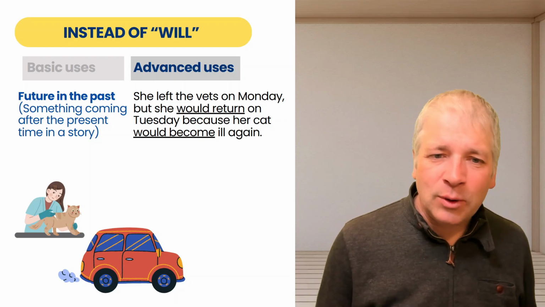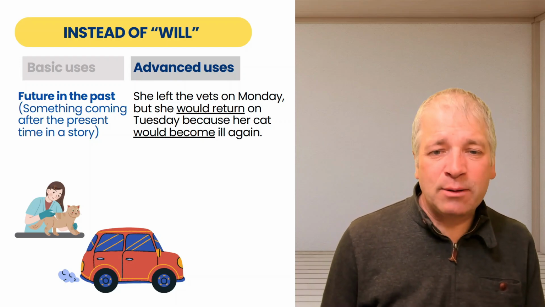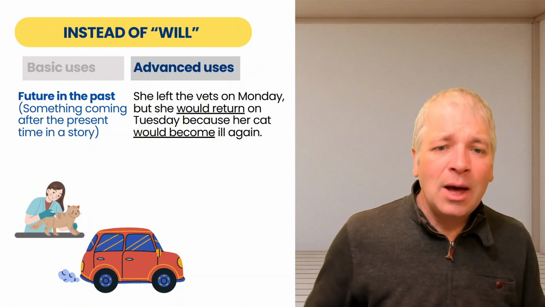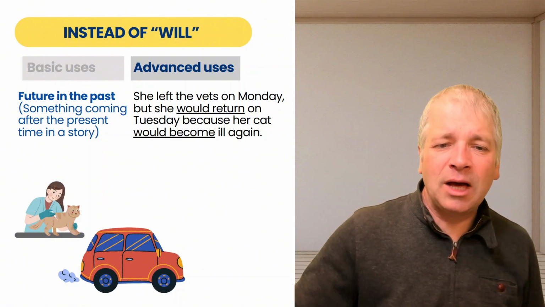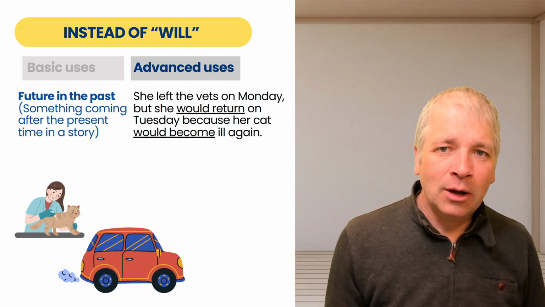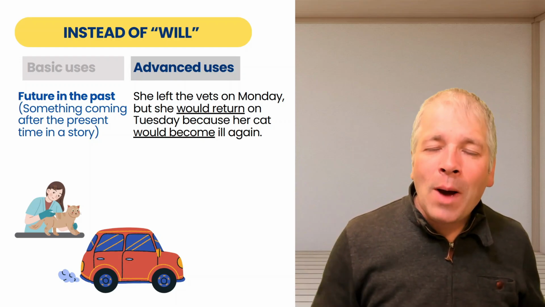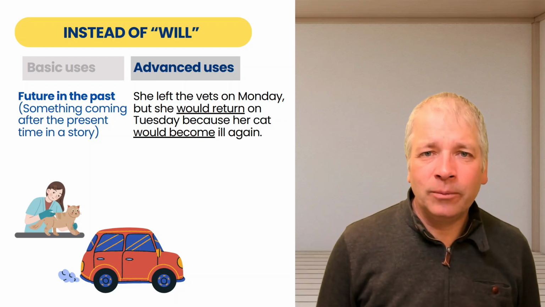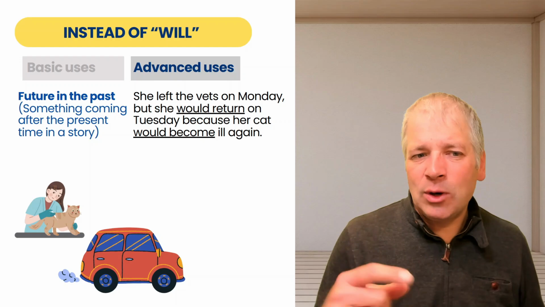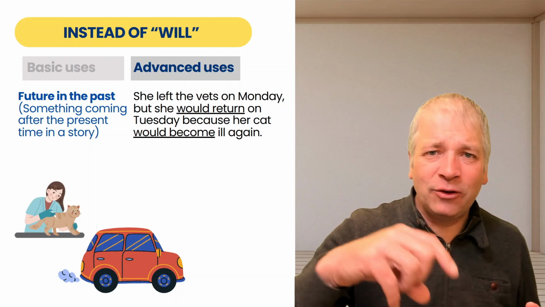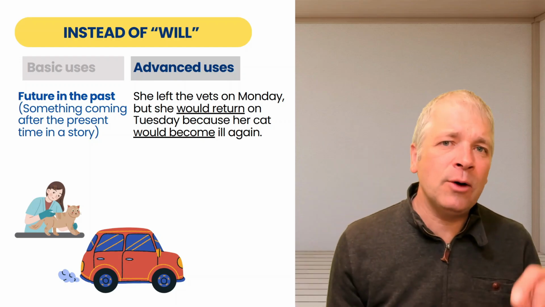How do we do that? We can use will. She left the vets on Monday, that's the time of my story, but she would return on Tuesday because her cat would become ill again. What's the effect here? Well, we're adding extra information whilst keeping the time of the story at Monday. It's like we're looking forward from Monday in the time of the story to the future. And here we use would.